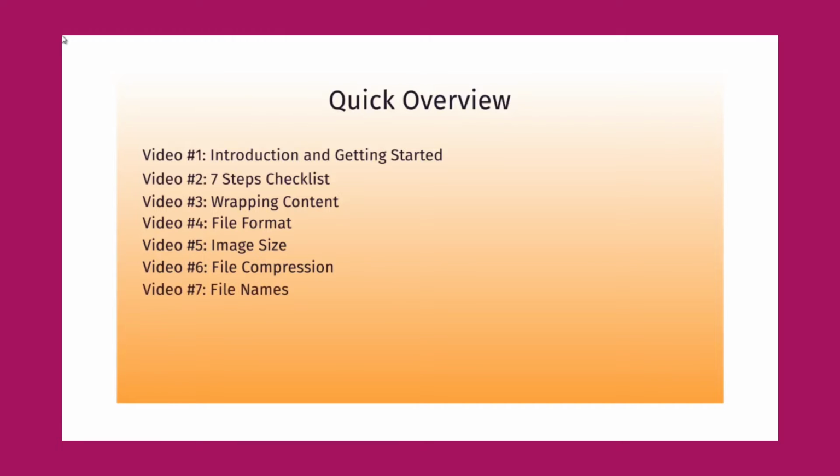Video number 7, we'll talk about file names and why that's important. Video number 8, we'll talk about alt tags, which appear in the source code of your website and also tell Google what your image is all about. So there are a lot of different variables here, and a lot of times most people just focus simply on video 8, which is the alt tag. And as you can see, it's much more than that.